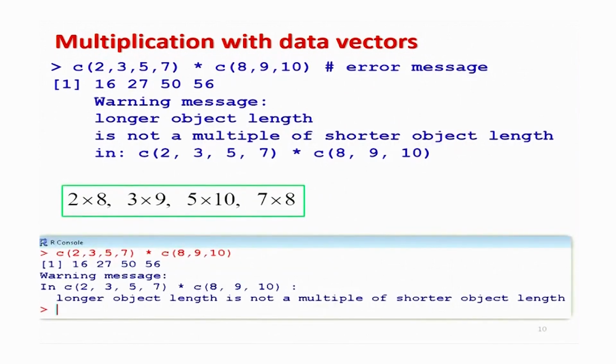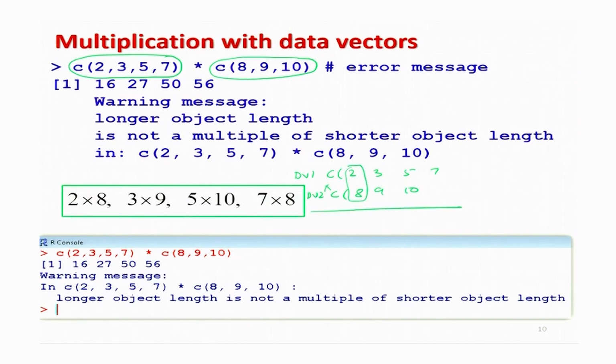Now, I try to take a similar example, which I took in the earlier three cases, that I try to take here the data vector 1, which has only 4 elements, and the data vector 2, which has only 3 elements. So, the same thing will happen here once again. So, you will have here 2, 3, 5, 7 in the data vector 1, and data vector 2 will have c 8, 9 and 10. So, their respective positions are going to be multiplied.